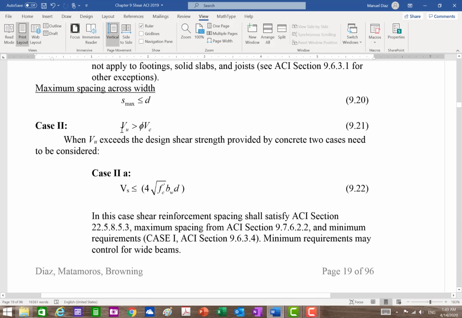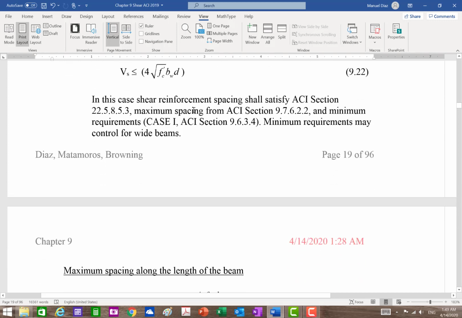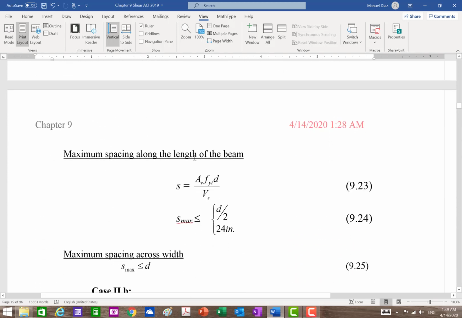The second case is when you exceeded your concrete strength, right? And then you need to find your stirrups. And in that case, you have a case A, where you are below the 4 square root of f prime c b_w d. Remember, we checked this in the shear, right? And in that case, you are below that, your maximum spacing is, you need to find the value, and you also have a maximum, which is d over 2 or 24 inches. So if your s here is less than the maximum, you will use this one. If your s here is higher than the maximum, you will use the maximum. Okay. Across the width of the section, you are limited to d.